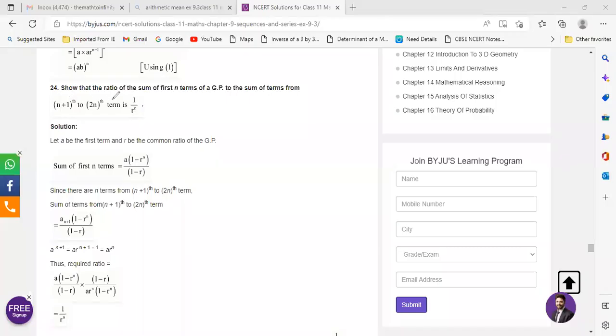So the question is, show that the ratio of the sum of the first n terms of a GP to the sum of terms from n plus 1 to 2nth term is 1 upon r raised to the power n.